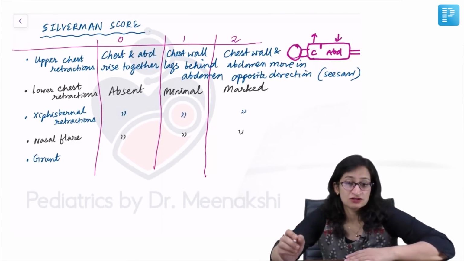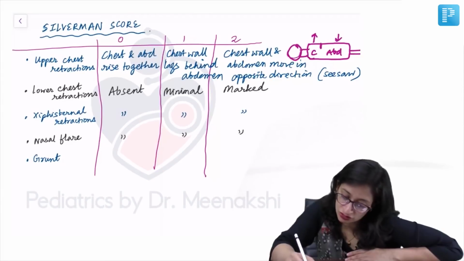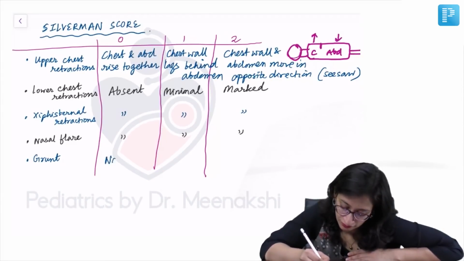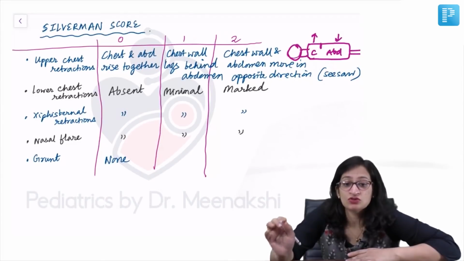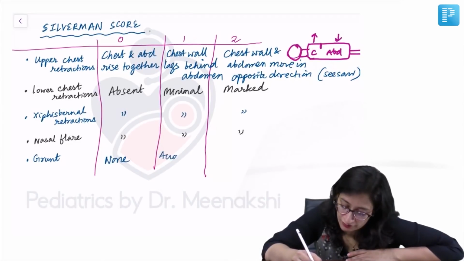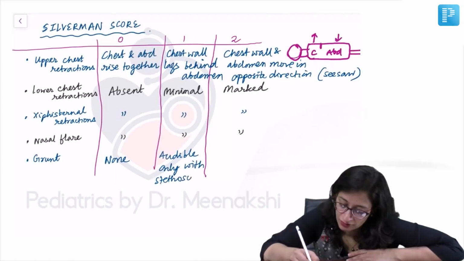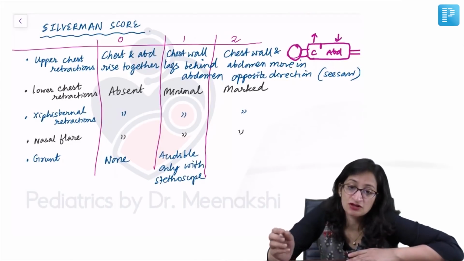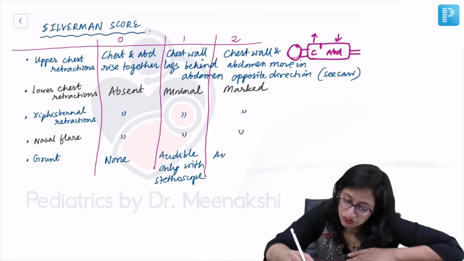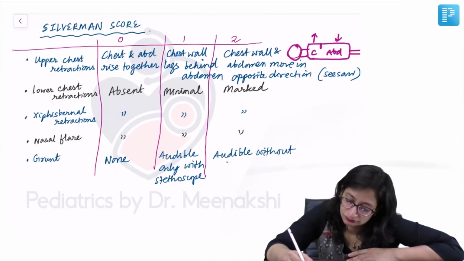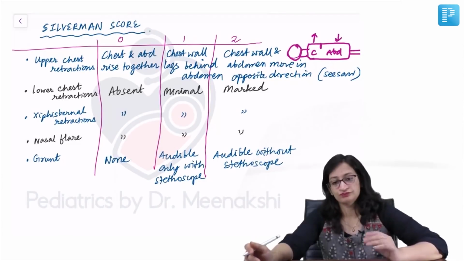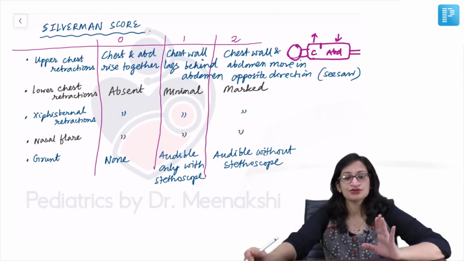Now what about grunt? So if there is no grunt, you give it a score of 0. But if there is grunt but it is audible only with stethoscope, you give it a score of 1. And if the grunt is so much that it is audible even without stethoscope, you give it a score of 2. Okay. So these are the components of Silverman score.